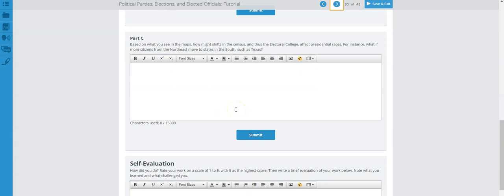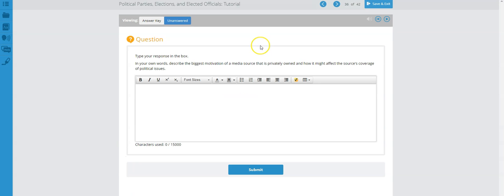Part C is asking, based on what you see in the maps, how might shifts in census and thus electoral college affect presidential races? For instance, what if more citizens from the Northeast moved to states in the South, such as Texas? Well, here you're providing your opinion. Make sure that you do not answer with one or two sentences. Let your teacher know that you understand this content, and guess what? Write a full paragraph here.